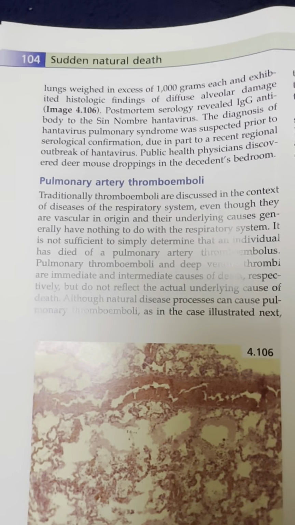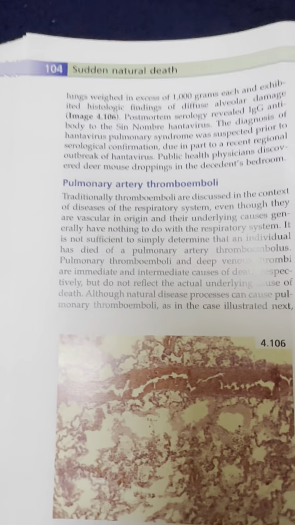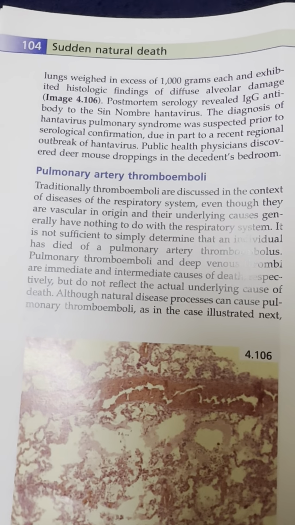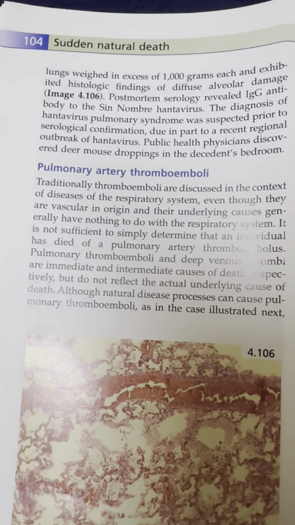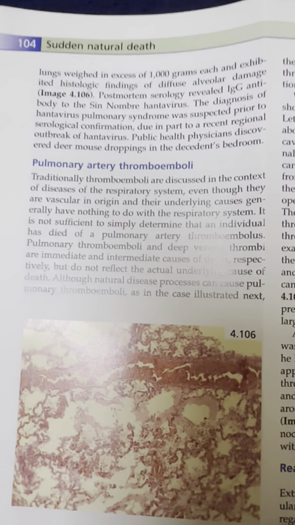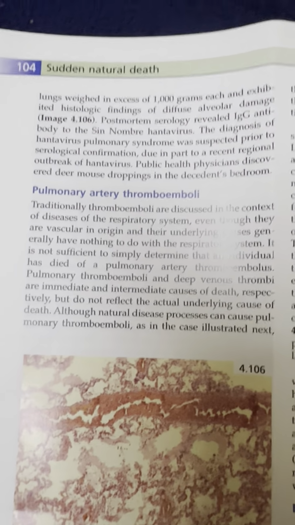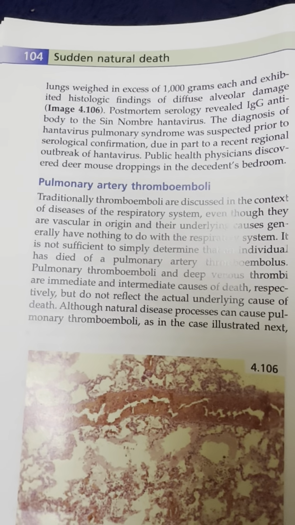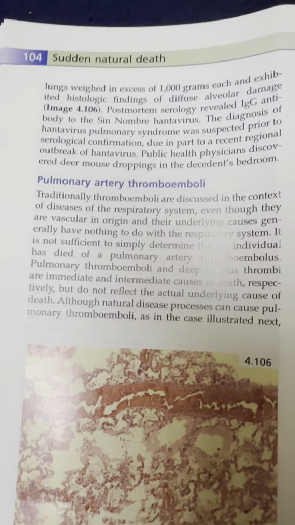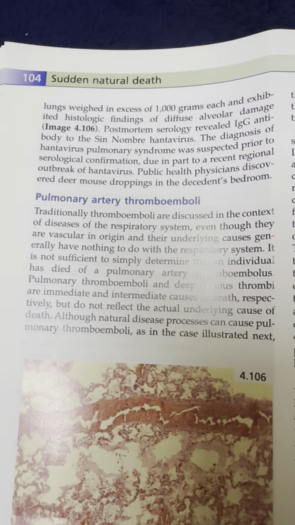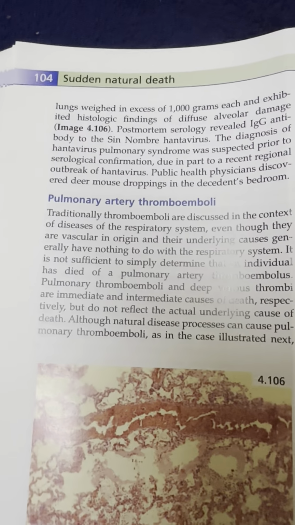Pulmonary arterial thromboembolism. Traditionally, pulmonary thromboemboli are discussed in the context of diseases of the respiratory system. Even though they are vascular in origin, their underlying causes generally have nothing to do with the respiratory system. It is not sufficient to simply determine that an individual had died of pulmonary artery thromboembolism. Pulmonary thromboemboli and deep vein thrombi are the immediate cause of death, but do not reflect the actual underlying cause of death. Although a natural disease process can cause a pulmonary thromboembolus, as in the case illustrated next.